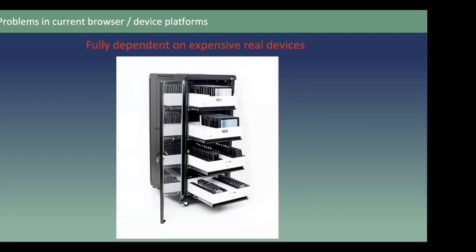Now, another problem is being fully dependent on expensive real devices. If you look at most of the platforms, there's no other choice. You have to use real devices. But if you ask, do you have to run all your test automation on real devices? Do you have to run everything on real devices? Probably not. So this is one of the reasons the license model and the parallel connection model are expensive, because they are going for an expensive way of doing things. It's going to end up being expensive for consumers.